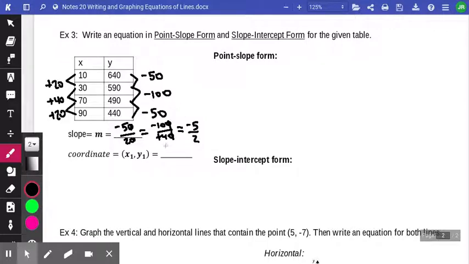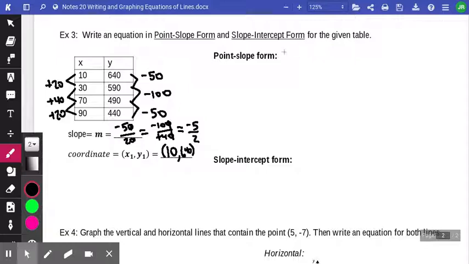Next thing that we're going to do is get our coordinate. What is our ordered pair? We have 1, 2, 3, 4 ordered pairs that are given to us. Doesn't matter which one you use. I'm going to use the first one. The x coordinate is 10 and the y coordinate is 640.